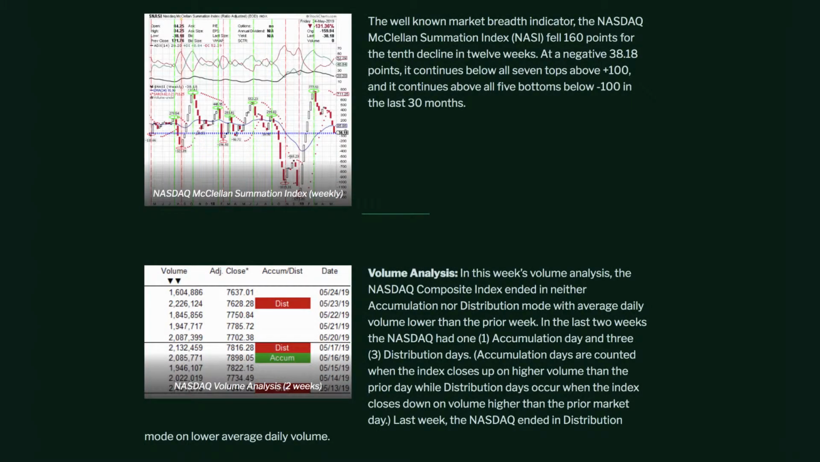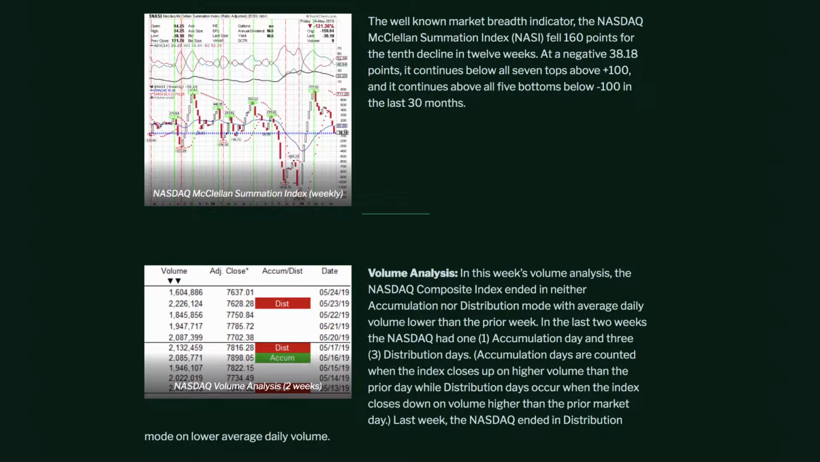The well-known market breadth indicator, the Nasdaq McClellan Summation Index, fell 160 points for the 10th decline in 12 weeks. At a negative 38.18 points, it continues below all 7 tops above plus 100, and it continues above all 5 bottoms below minus 100 in the last 30 months.